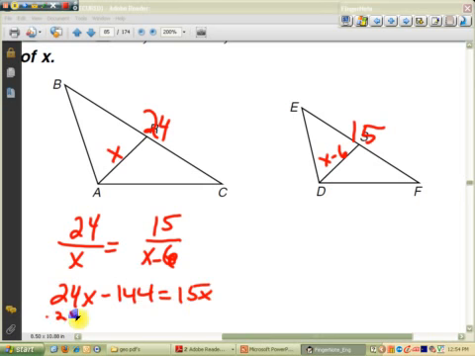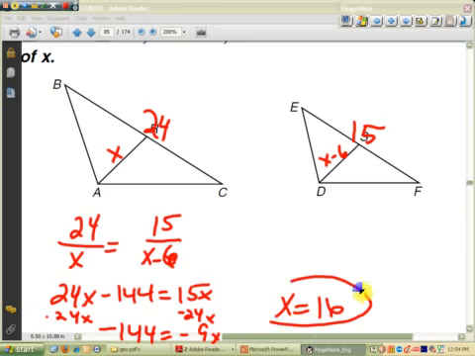So you want to get rid of 24x. That gives you negative 144 equals negative 9x, and then you divide by negative 9, you get x equals 16.